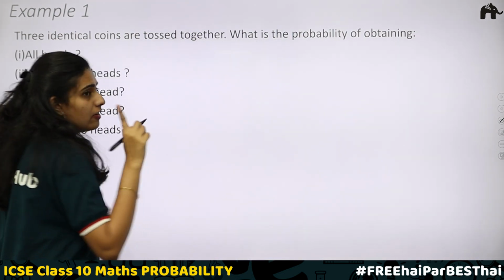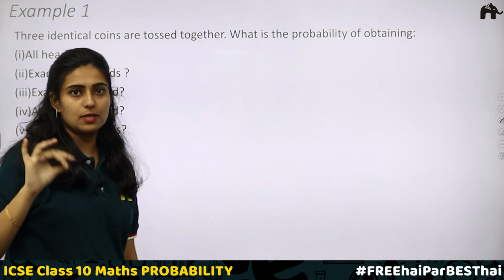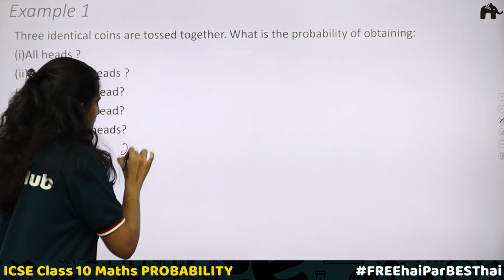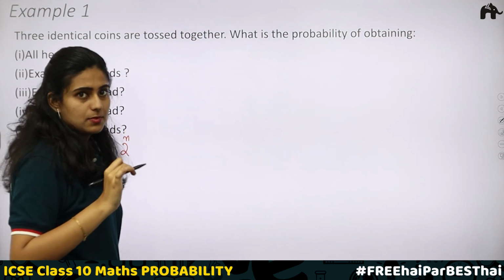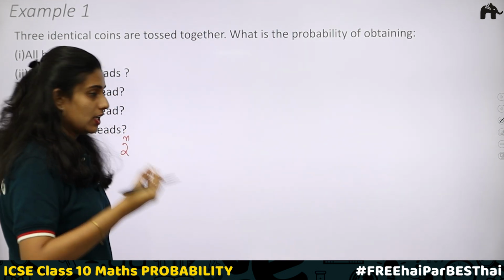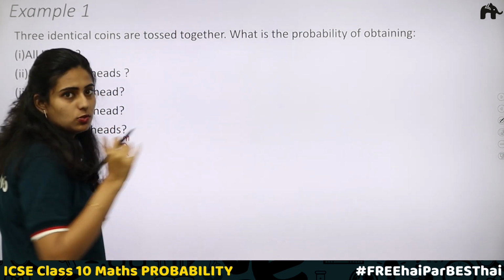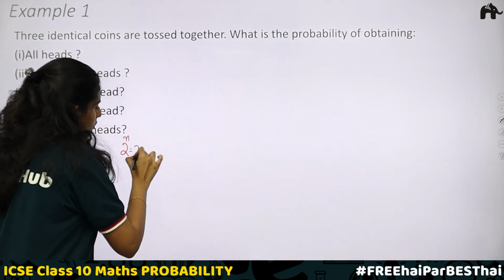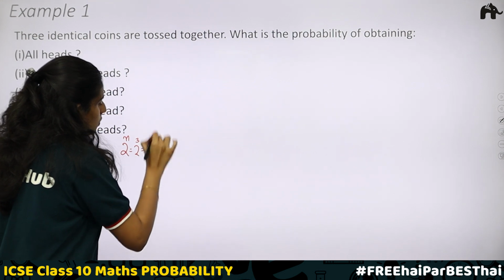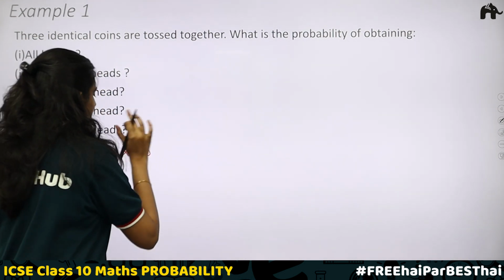So here, with the coin, you will be having 2 outcomes, head and tail. We will be having 2 raised to n outcomes: when it is 1 coin, 2 raised to 1; 2 coins, 2 raised to 2; 3 coins, 2 raised to 3. Here it is 3 coins. Therefore, you will be having 2 raised to 3, which is equal to 8 outcomes. Now, what are the 8 outcomes?